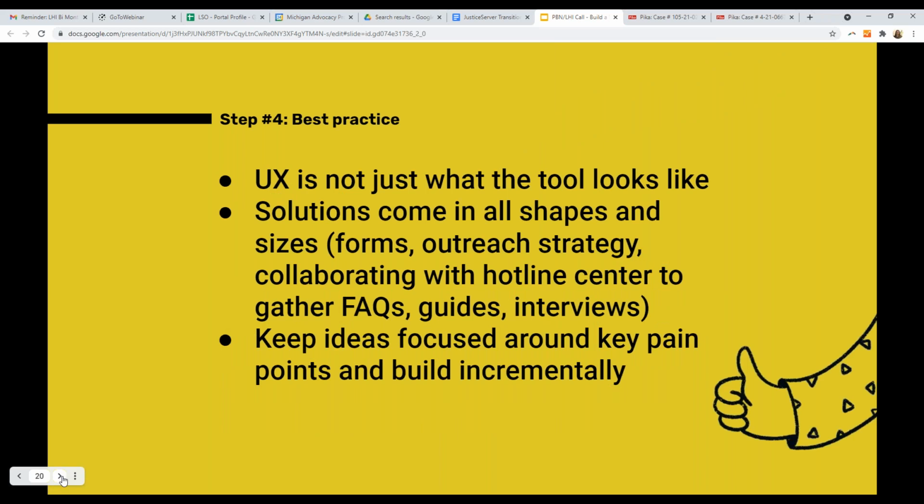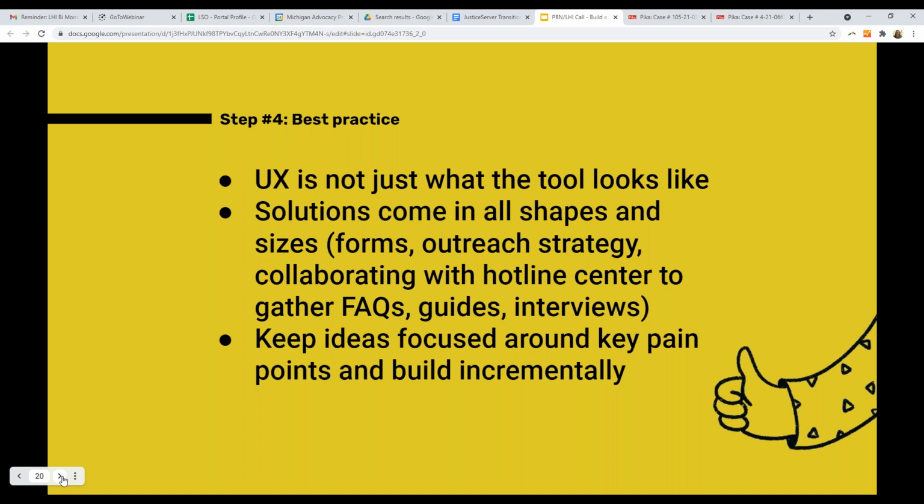And just reiterating here what we mentioned in the beginning, when we talk about ideation, it's not just what the tool looks like. Solutions come in all shapes and sizes. They can be forms, digital or print. They could be outreach strategies. It could be collaborating with a hotline center to understand what the frequently asked questions are that are coming in and bringing that into your process.